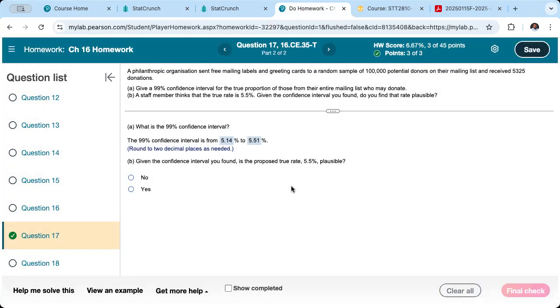Now, the question they want to ask is, given this interval you found, is the proposed true p within it? So they are assuming that this is the true p. Is this true p within this interval? Yes or no? Why is it yes? Now, this is 5.5. Okay? So to be able to do that, you could draw a number line.